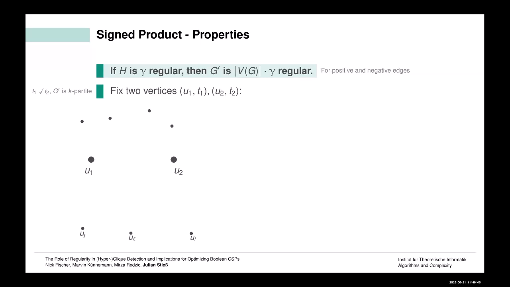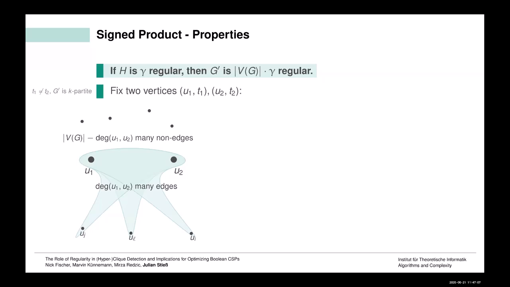And to see this, we're just going to have a look at two fixed vertices, (U1, T1) and (U2, T2). And let's consider on the left side down there the original graph G, so U1 and U2 are maybe connected to UJ, UL, and UI. So in total, they have degree of U1 and U2 many edges. And then on the other hand, they will obviously have the size of the graph minus the degree of U1 and U2 many non-edges. And if we now, for example, have a regularity of 1 in our graph H, that means we have one positive edge for two vertices and one negative edge.